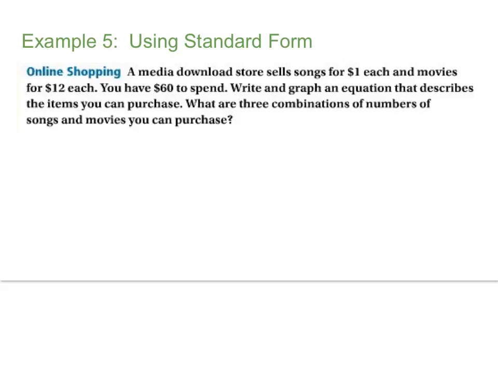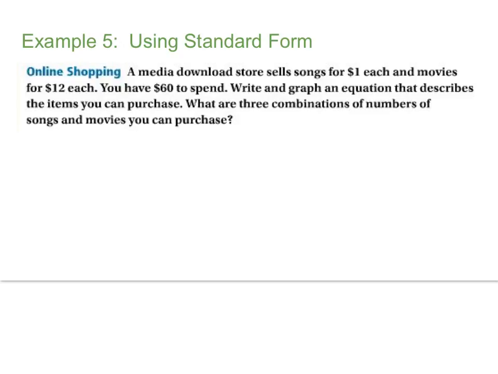Example 5, our final example using standard form, online shopping. A media download store sells songs for $1 each and movies for $12 each. You have $60 to spend. Write and graph an equation that describes the items you can purchase. What are 3 combinations of numbers of songs and movies you can purchase?